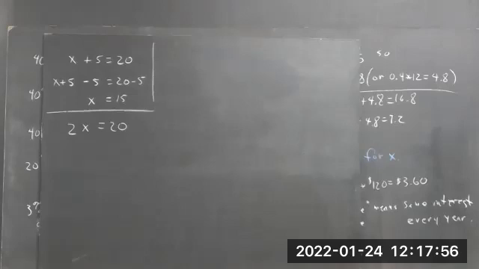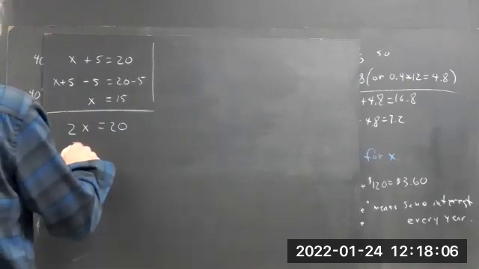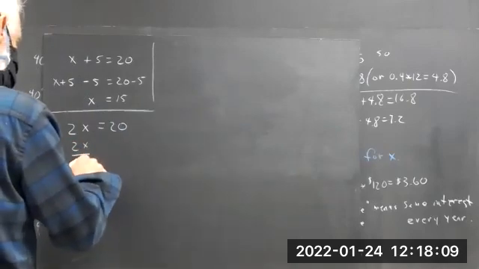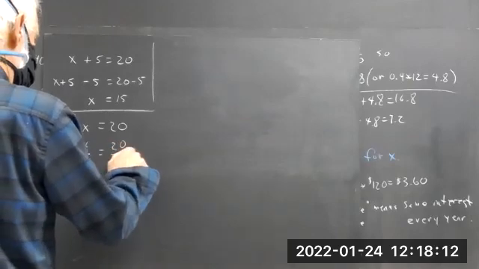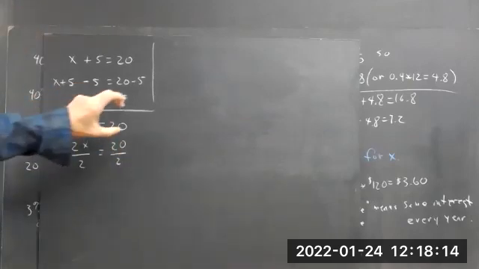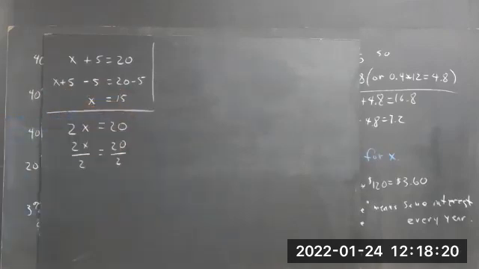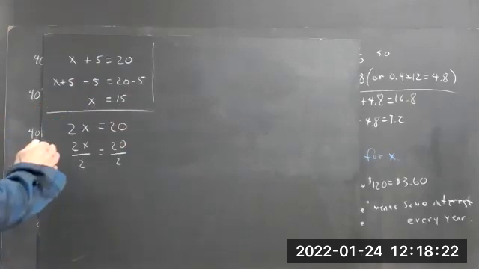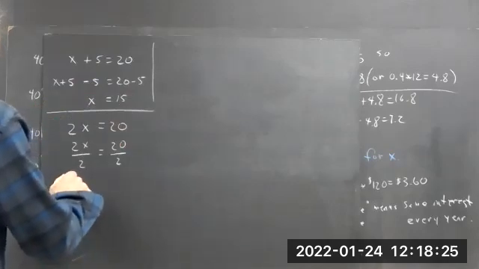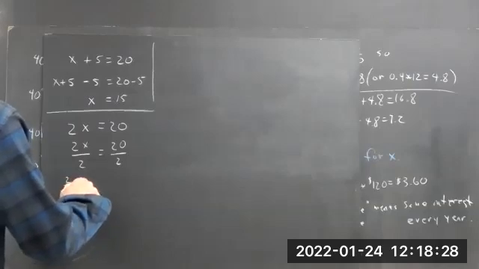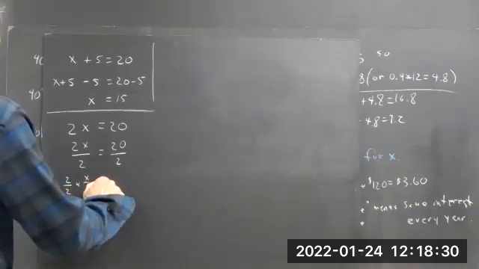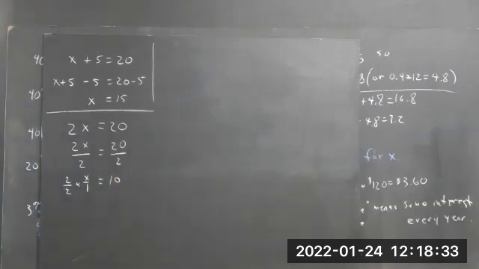2x equals 20. What are you going to do to solve this? You're going to say 2x divided by 2 equals 20 divided by 2. In other words, half of this side equals half of this side. If these two are equal, then half of this is going to equal half of this. When you divide 2x by 2, I'm going to get a little more formal. You can write that as 2 over 2 times x over 1. And of course, 20 divided by 2 is 10.